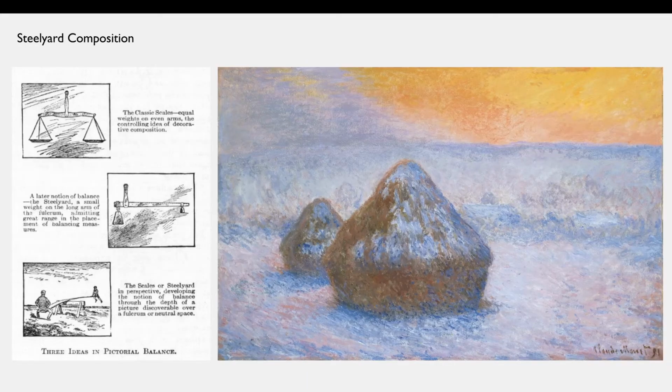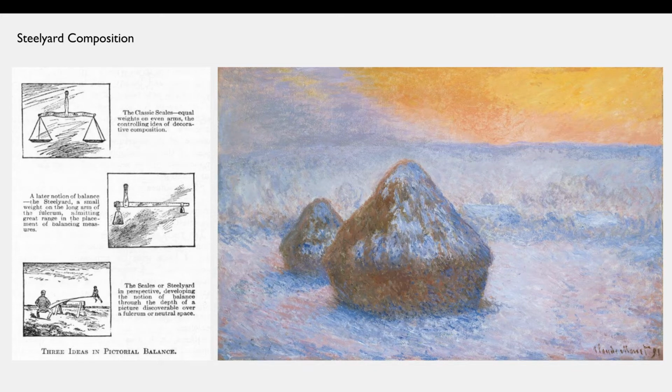Steelyard compositions. Often one of the more difficult ways to think about composition. This can really be exemplified in Claude Monet's haystack series and paintings. Claude Monet made a variety of haystack paintings throughout his career, but there was a series of when he was living in the south of France, and he would go through massive amounts of paintings and canvases, just capturing the light and how it affected these haystacks.